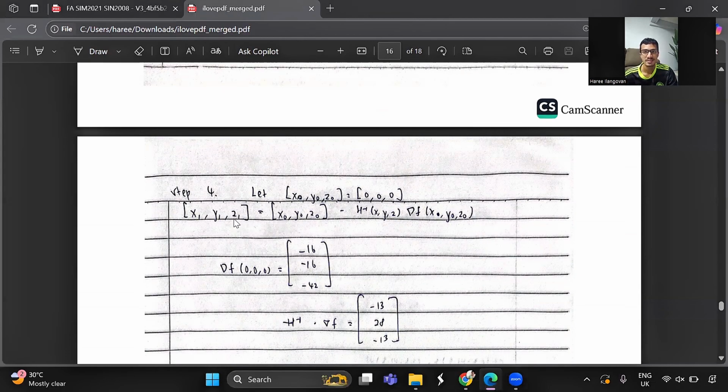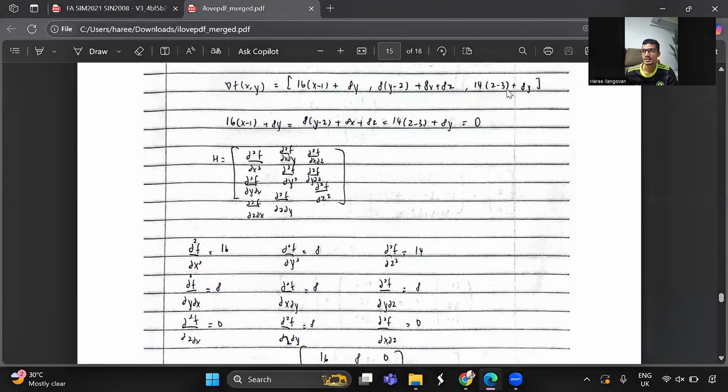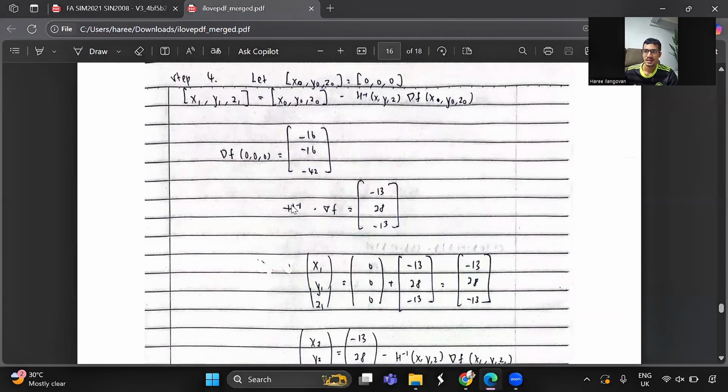So the new x, y, and z is equal to the old x, y, and z minus the inverse Hessian matrix times the gradient. So the gradient, I got negative 16, negative 16, negative 42 upon substituting the value 0, 0, and 0 into this equation over here. And after that, I calculated the multiplication of the Hessian matrix's inverse with the gradient. I got this, and therefore I could calculate my x1, y1, and z1. So I got my x1, y1, z1 to be negative 13, 28, and negative 13.